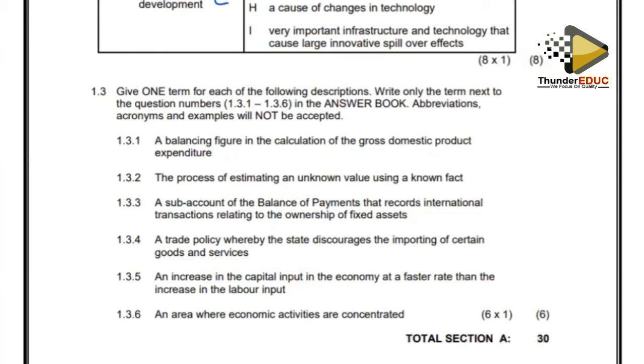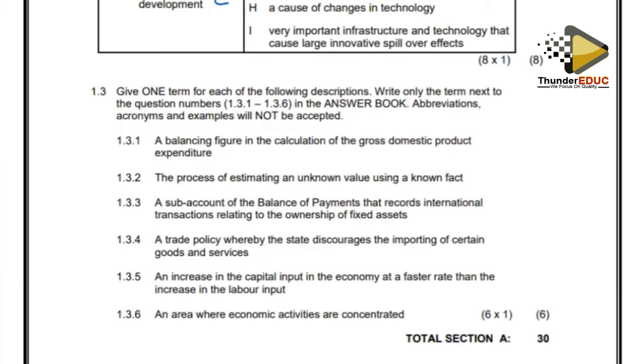Okay, right. So now, grade 12s, let's move on to the next question, which is 1.3. It reads as follows: give one term for each of the following descriptions. Write only the term next to the question number, 1.3.1 to 1.3.6, in the provided answer book. And if you still remember, abbreviations and acronyms are not considered. Here you only give one term or one concept. Don't abbreviate, don't give acronyms. Also, examples are not considered as well.